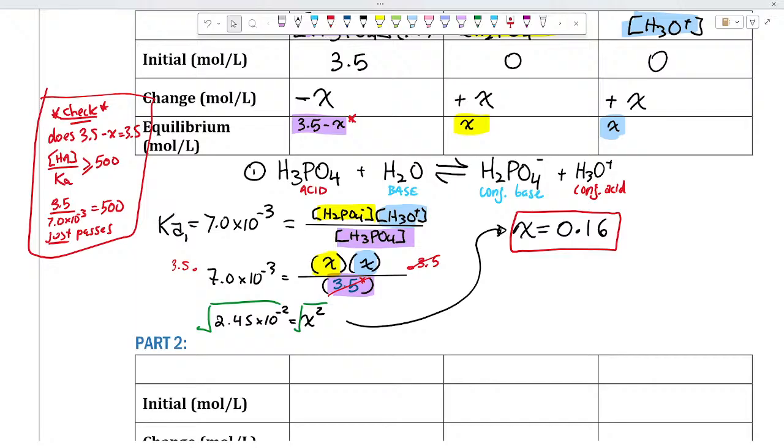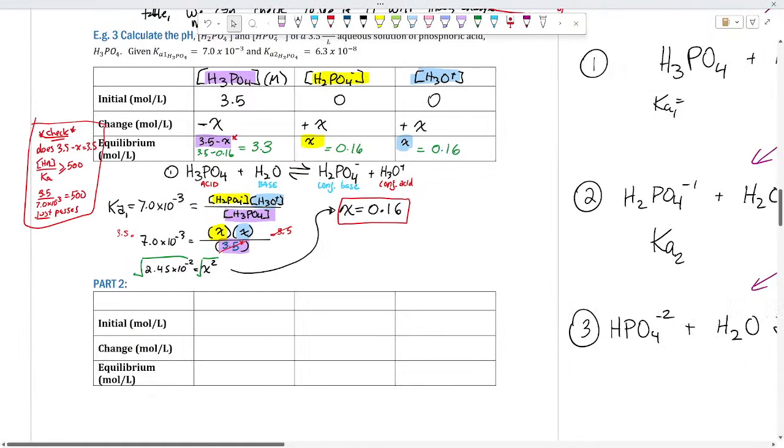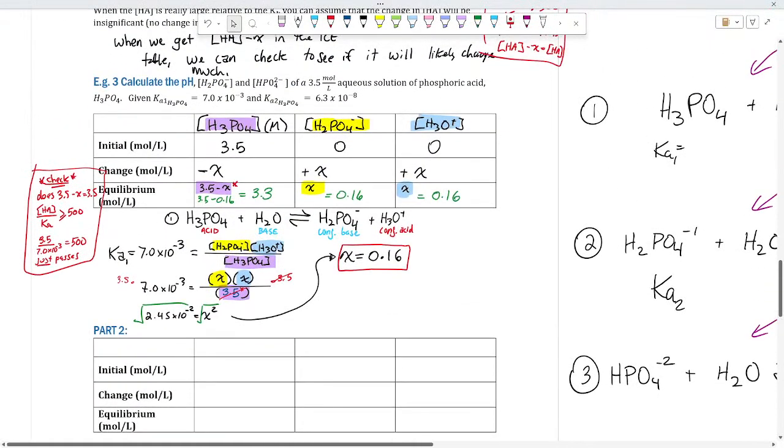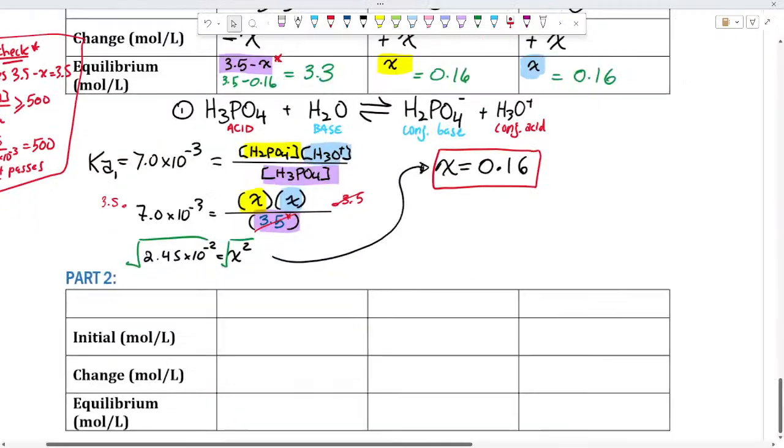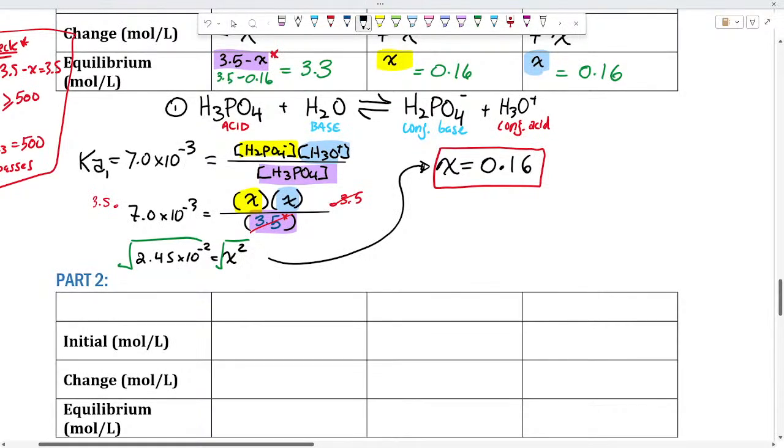But now we can come in here and say that this ends up equaling 3.5 minus 0.16. And that equals what? 3.3. Good. What does this end up equaling? 0.16. And this ends up equaling 0.16. Okay, now, if this were a regular acid, we'd be done the question. We could just take the pH. But this isn't a regular acid. Our acid has a second hydrogen, right?